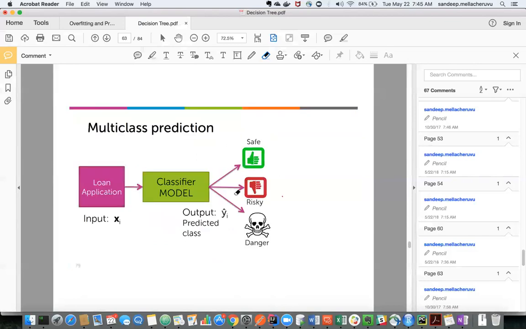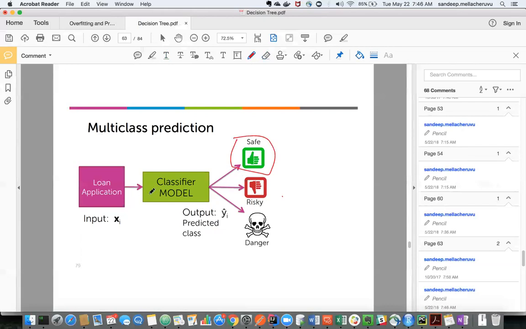Instead of saying safe and risky, maybe risky is not a better category. The better way is safe, risky, as well as dangerous, because this guy will completely abscond, while at least this guy will pay. Safe means he will definitely repay. Risky means there is a chance that he can become a defaulter. Danger means he will definitely become a defaulter. You can define 3 classes instead of 2 classes.